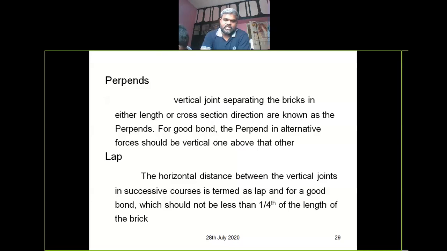Lap: the horizontal distance between the joints in successive courses is known as lap. For a good bond, it should not be less than one fourth of the length of the brick.